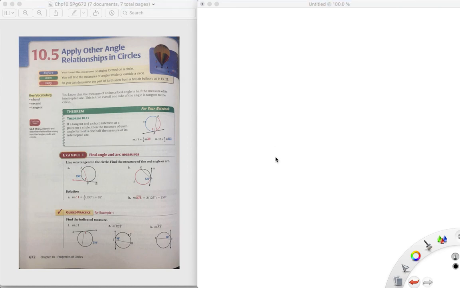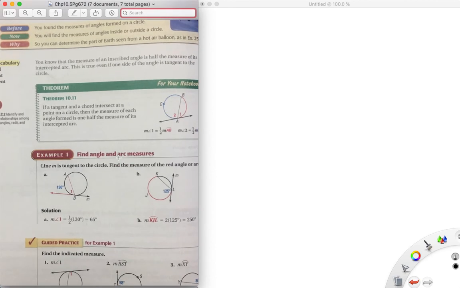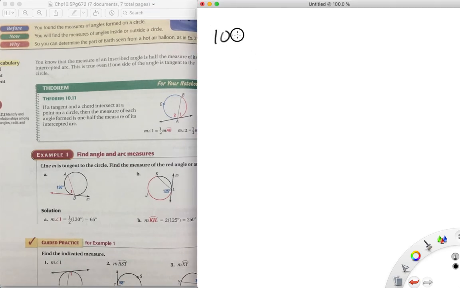All right, so this is chapter 10, section 5. Apply other angle relationships in circles. So the first theorem, theorem 10.11, is very similar to the inscribed angle theorem. Like I said, to the point where the equation is the same.